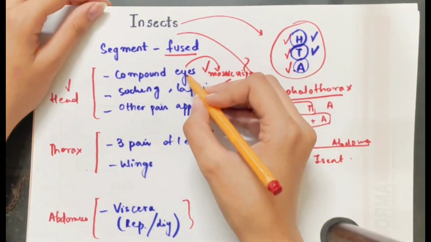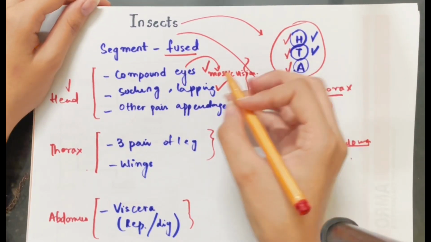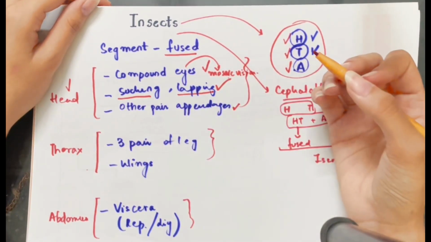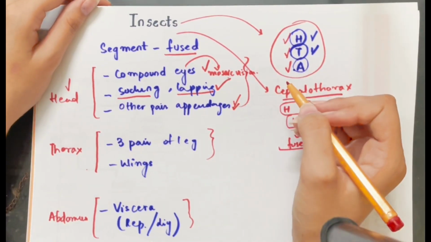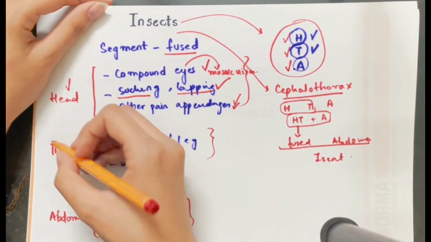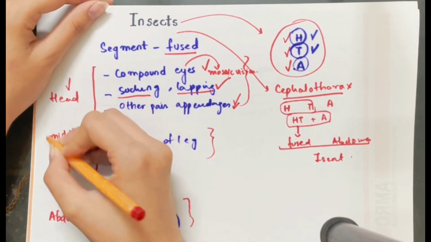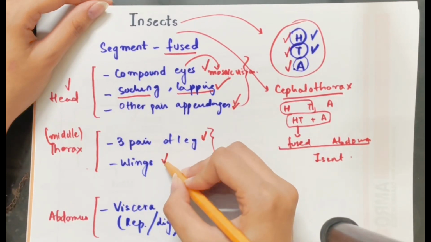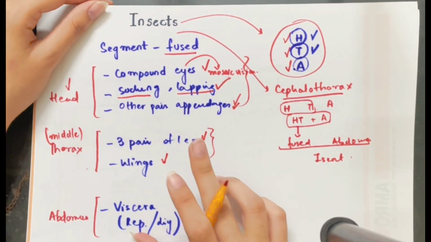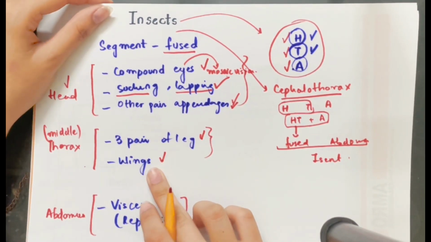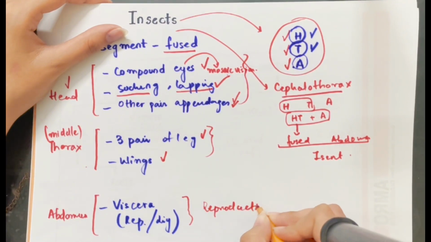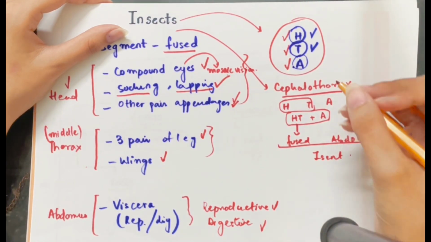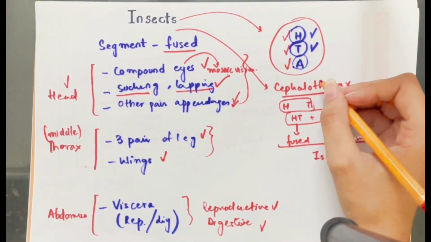Alright, so the head consists of compound eyes for mosaic vision. They have a mouth for sucking, lapping, or for eating purposes. And the third part is that they have a pair of appendages along with their jaws. And the thoracic part, which is the middle region of the body, has three pairs of legs and the wings. Depending upon the kind of insect, there can be legs and there can be wings. The abdomen part consists of either reproductive structures or digestive structures. These are the two structures that are found very easily in the abdomen of an insect, either the reproductive or the digestive.